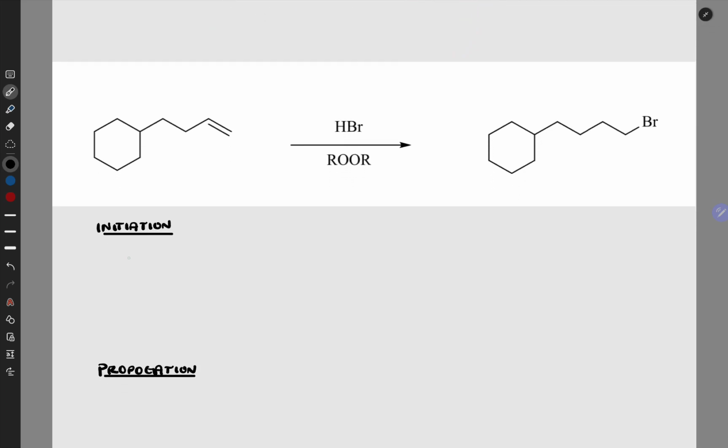We are going to start with our initiation step, where we take peroxide and we split it. I'll do what was drawn on the board today and number these.